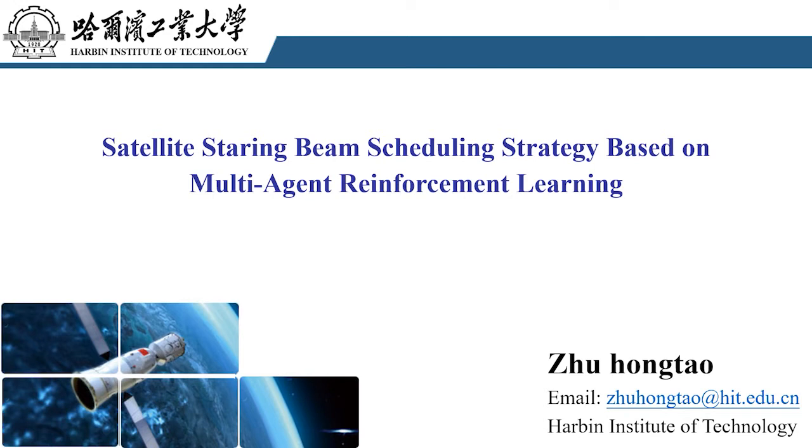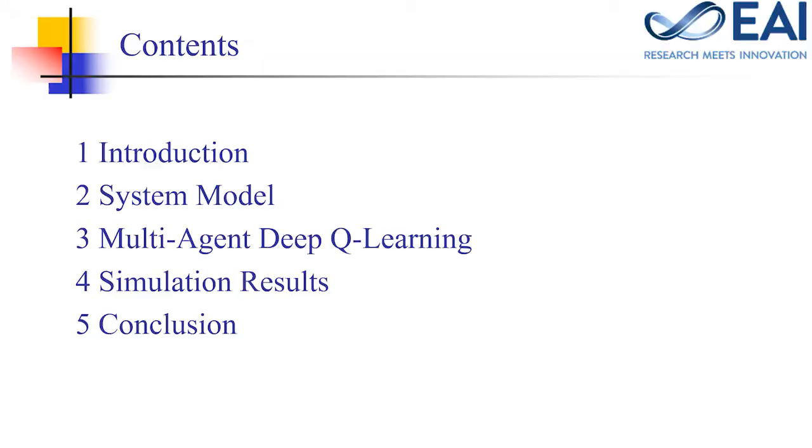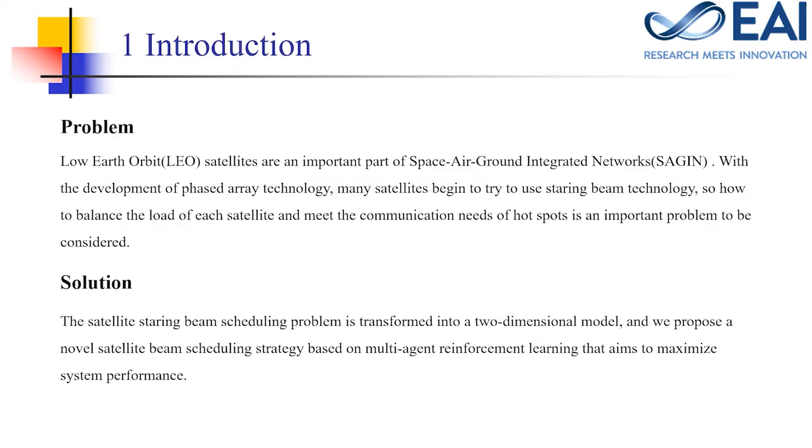The title of my paper is Satellite Starting Beam Scheduling Strategy Based on Multi-Agent Reinforcement Learning. Now I will talk about the paper from the following 5 parts: Introduction, System Model, Multi-Agent Deep Q Learning, Simulation Results, and Conclusion. The first is the introduction.